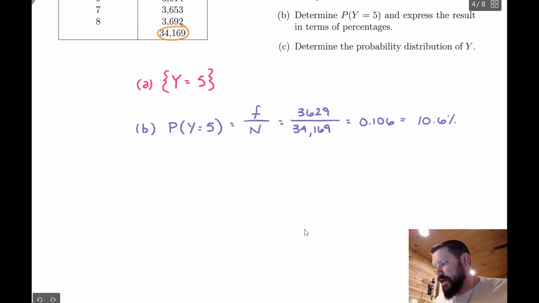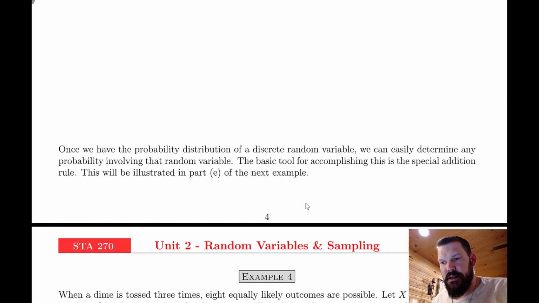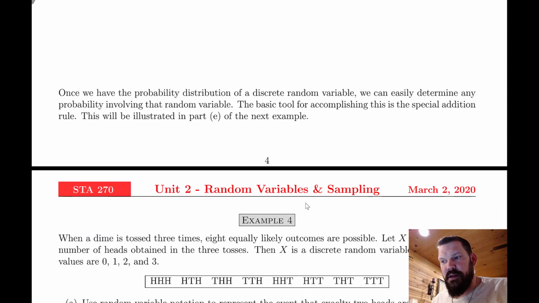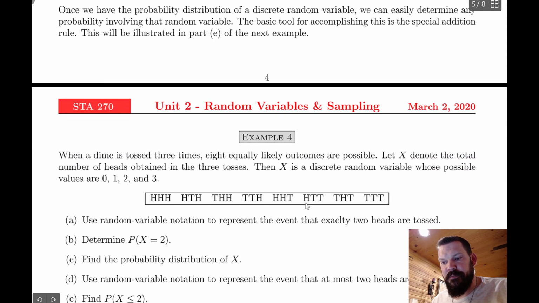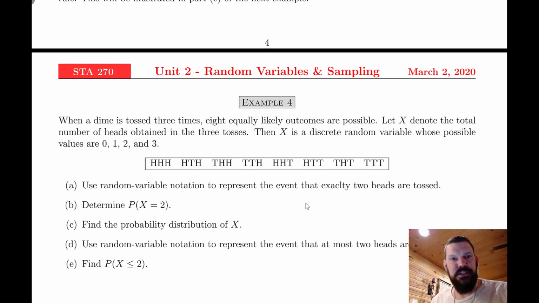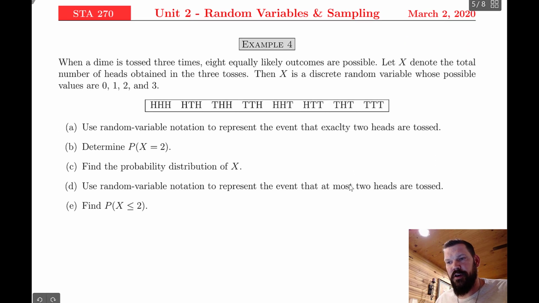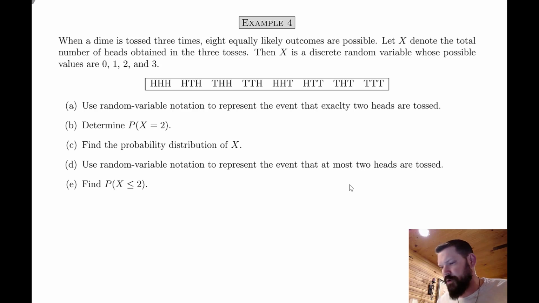So part C, we answered that on the Google Sheets. We listed all the probabilities, and then we can go on and use addition to come up with probabilities. You can see right here already on part E, for example 4, it says the probability that x is less than or equal to 2. So there's going to be addition and subtraction that we can use when we're calculating some of these probabilities, and we're going to go ahead and see that here with example 4.